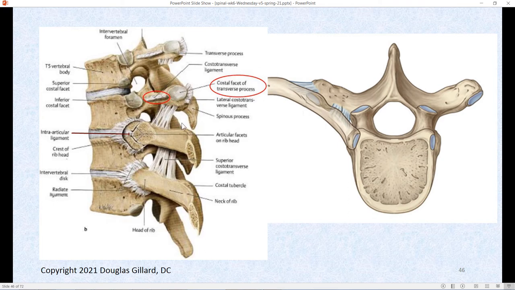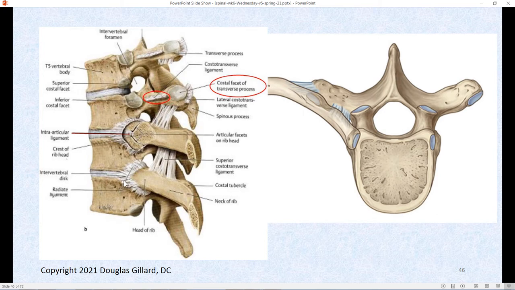Here's a picture I didn't show you in lab. Here is the superior costal transverse ligament. And behind that would run this one. It's cut here, but that's the costal transverse ligament. I wish they would have named this the anterior costal transverse ligament and this one the posterior costal transverse ligament. But they didn't. The radiate ligament is removed in this one.